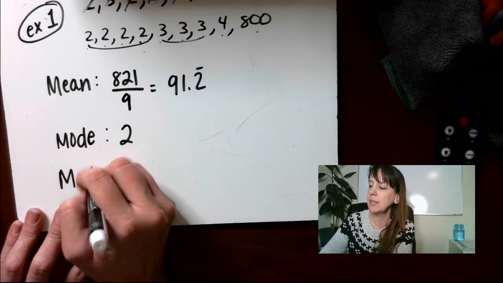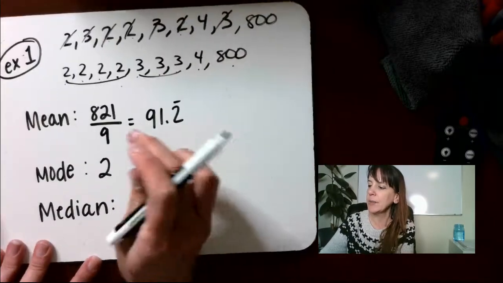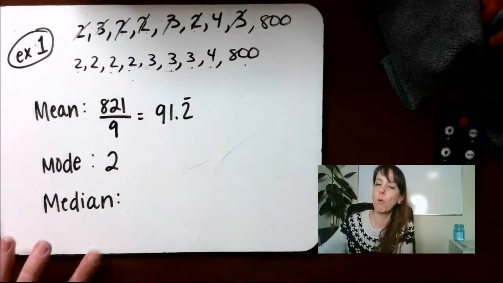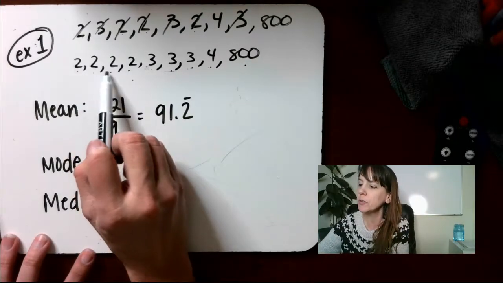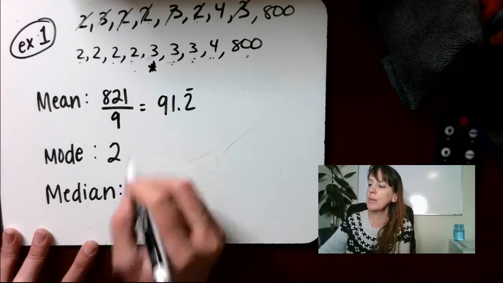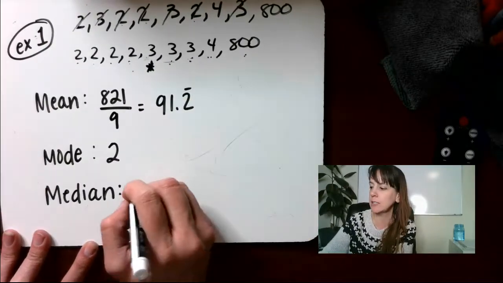Median. All right. So we know that there are 9 numbers, right? So that means we need 4 on either side. So our median is the one right smack dab in the middle, and that's 3.